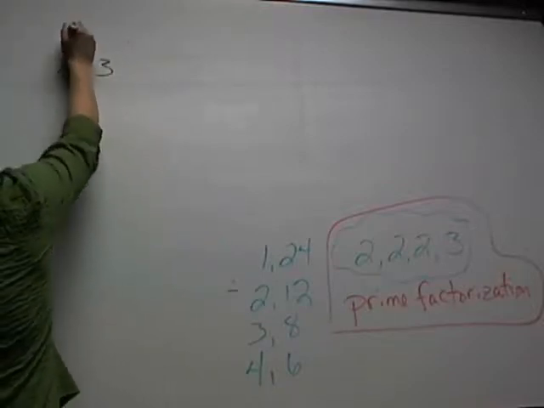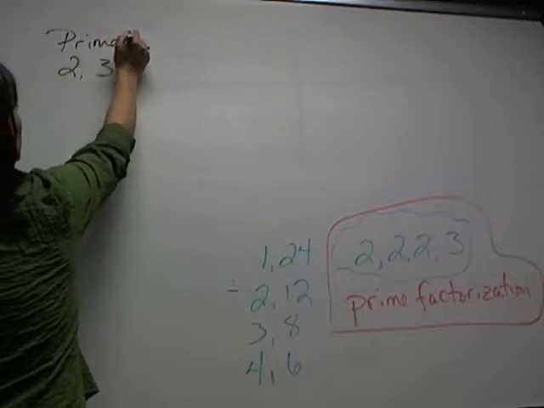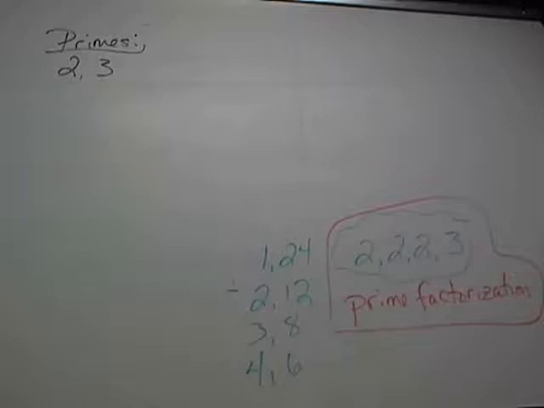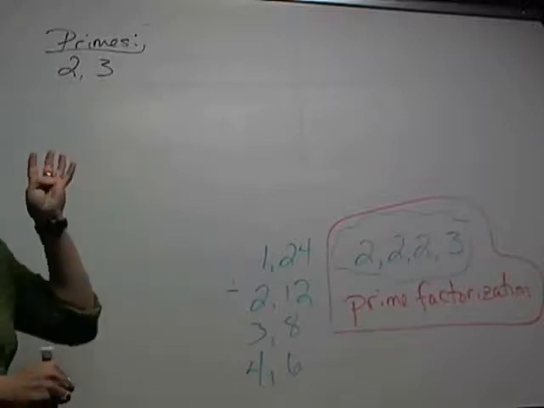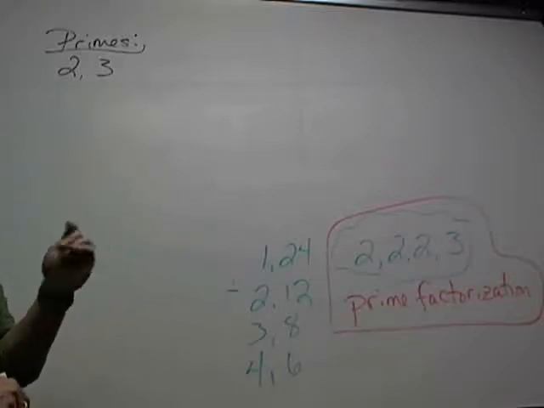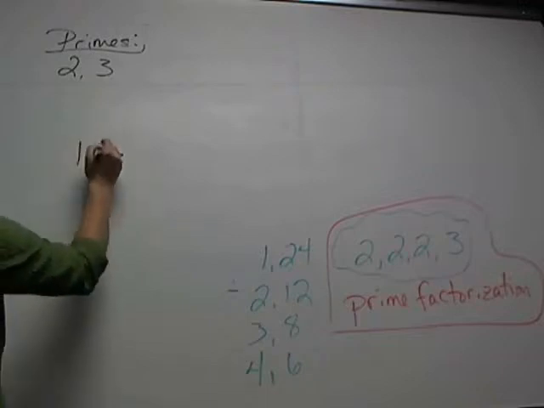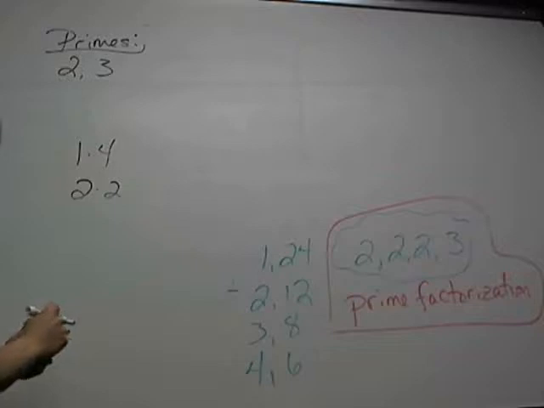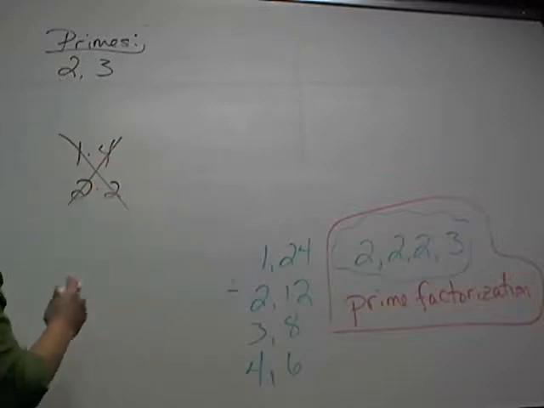3 is a prime number, because the only way to get 3 is 1 times 3. 4 is not a prime number, because 4 is 1 times 4, or it's 2 times 2. There's another set of factorizations. So 4 is not prime.